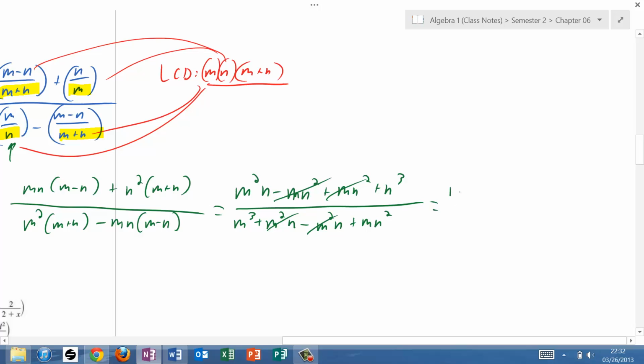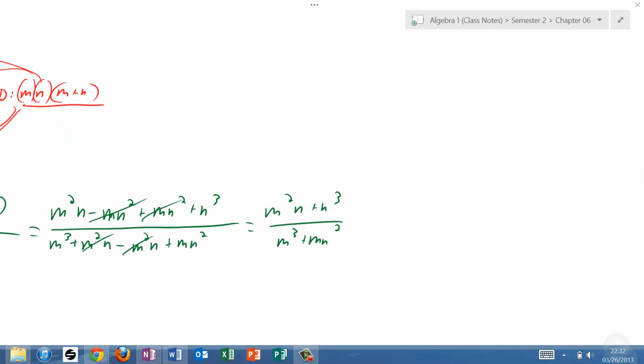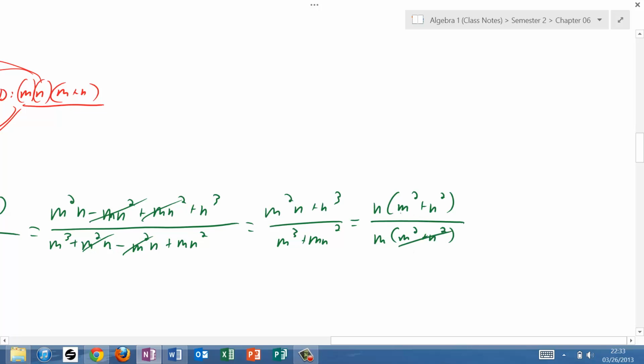And if I rewrite it one more time, I have m squared n plus n cubed over m cubed plus m n squared. Take out greatest common factor. I would take out an n in the numerator, and I have m squared plus n squared. In the denominator, I take out an m, and I have m squared plus n squared. And those will cancel because they're common, and so I have n over m.